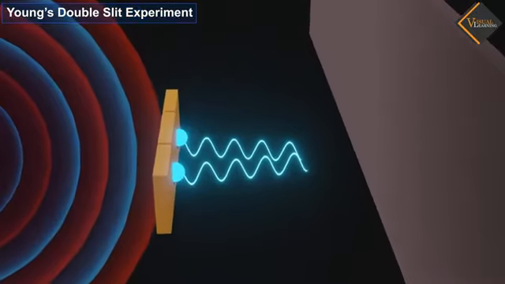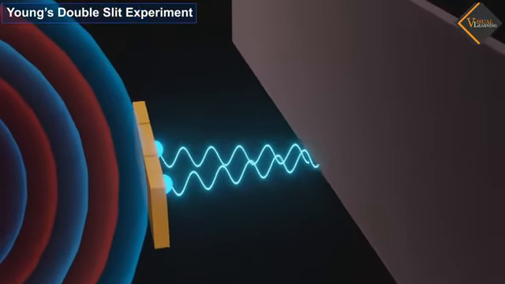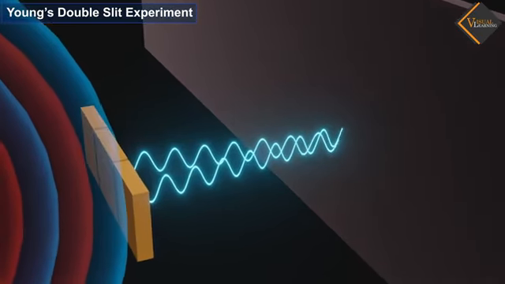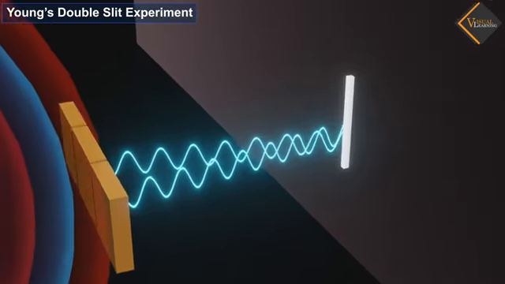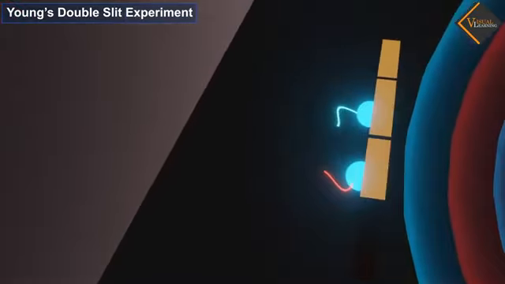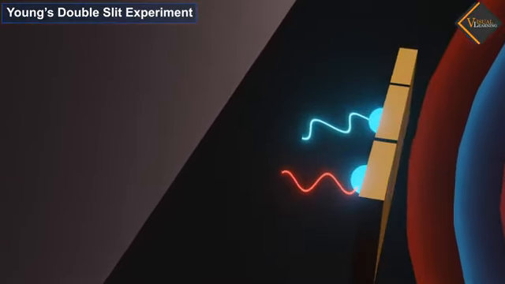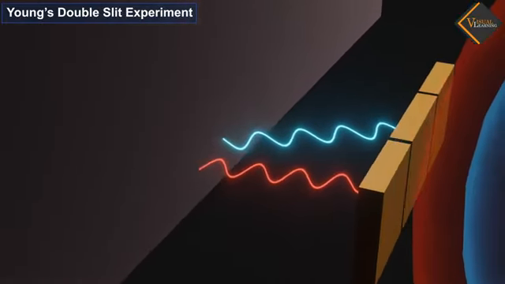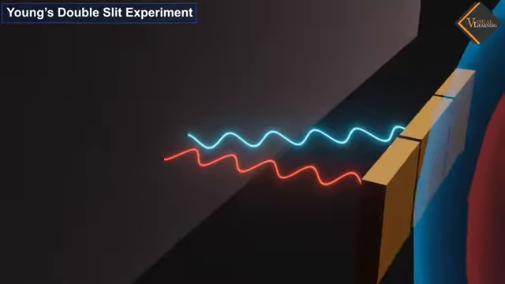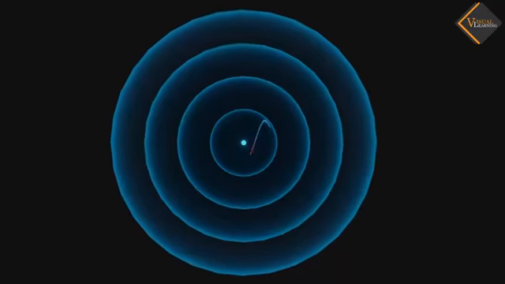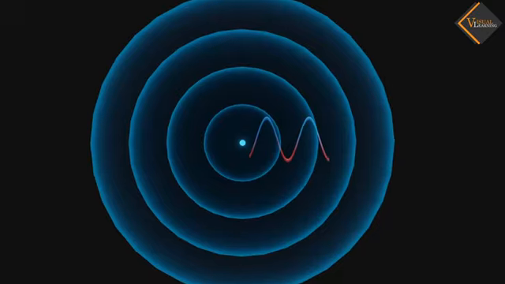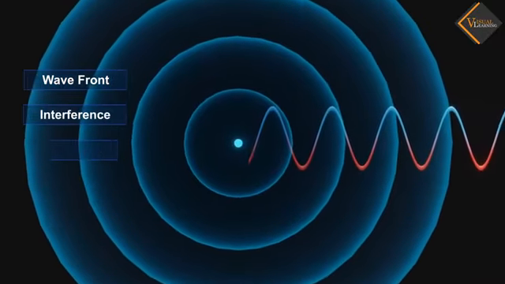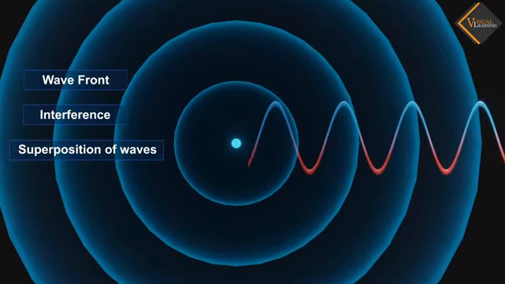Additionally, it was observed that light waves exhibit interference, where two or more light waves superimpose on each other, resulting in constructive or destructive interference. This phenomenon is known as interference. Now, let's understand this experiment in detail. To understand this experiment, we need to understand some basic terms, such as wavefront, interference, superposition of waves, etc.